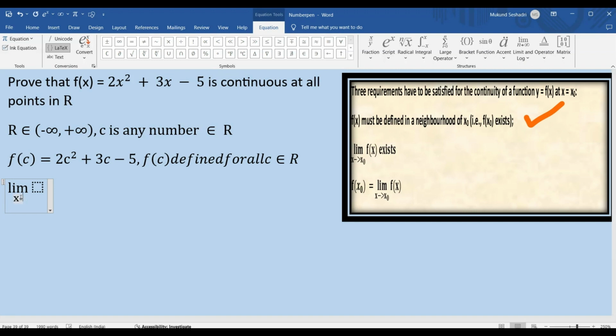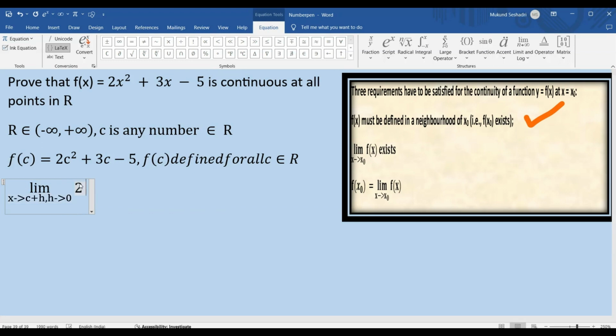In this case, we've just taken the number c belonging to the set of real numbers, right? Now, if I want to take out the right hand limit, then I do the limit as h extends to infinitesimal 0, right?